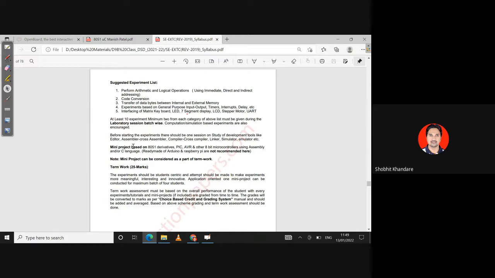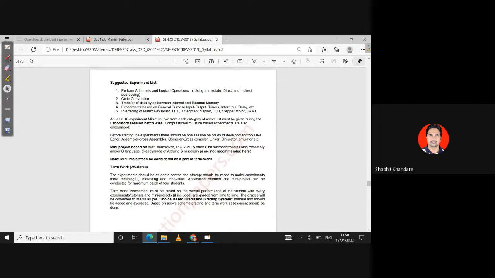Yes, a mini project based on 8051. We can have a mini project based upon 8051, PIC or AVR. Ready-made boards like Arduino and Raspberry Pi are not recommended here. This is very important: for the mini project, do not use Arduino, do not use Raspberry Pi. You have to purely use 8051 or any other microcontroller. It can be PIC, it can be AVR. So that is the mini project.